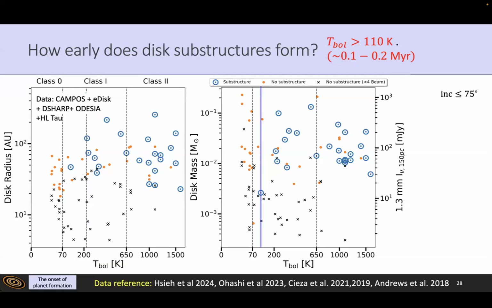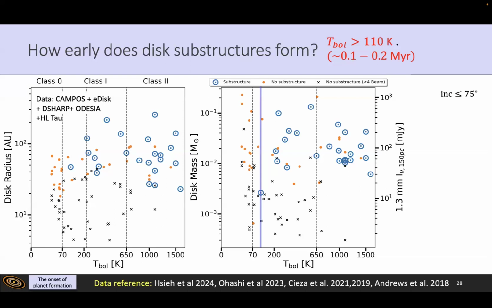One of the most important questions of our work is how early do these substructures form? If you look at the plot, you can see that these substructures start to form at around 110 Kelvin. So this is around 0.1 to 0.2 million years.